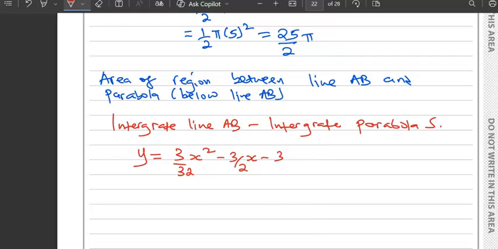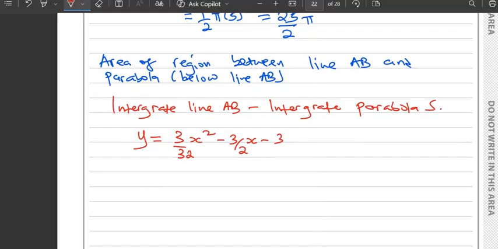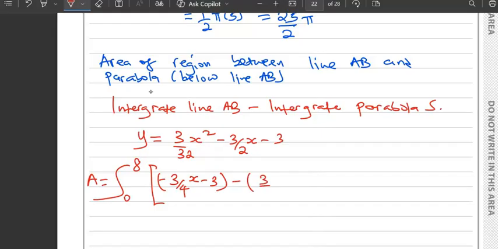So considering what we've said, we find the integral of line AB and subtract the integral of the parabola. The area will be the integral from 0 to 8 of the equation of line AB, negative 3 over 4 x minus 3, minus the equation of the parabola, which is 3 over 32 x squared minus 3 over 2 x minus 3.